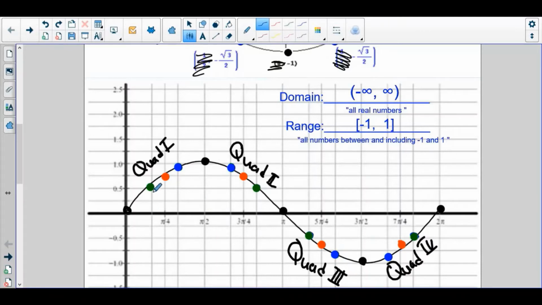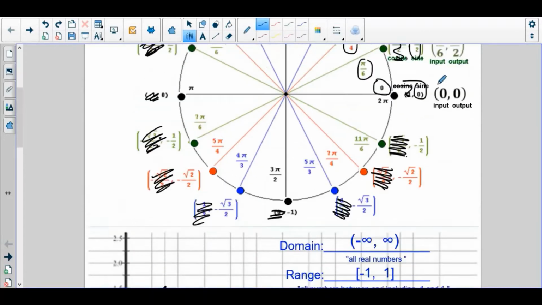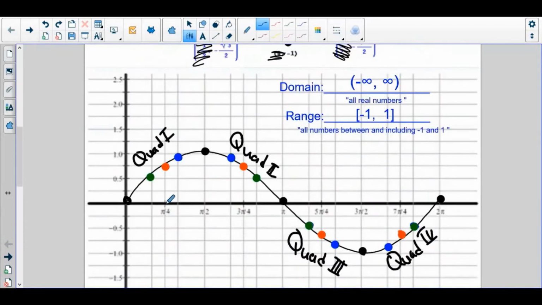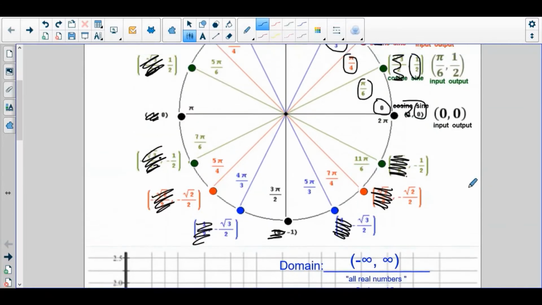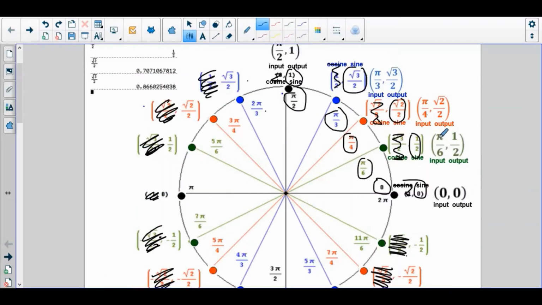So at pi over 6, I've graphed 0.5, just like you see here. At pi over 4, I've graphed root 2 over 2, but I graphed it as 0.707. And then at pi over 3, I have graphed root 3 over 2, but here it's graphed as 0.866. And then at pi over 2, I graphed 1. So these are these points graphed from the unit circle.